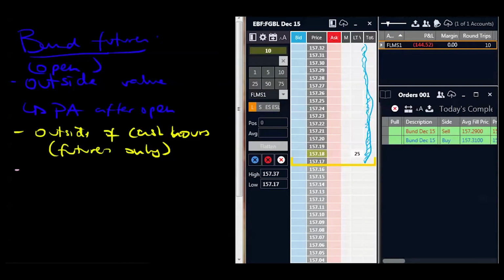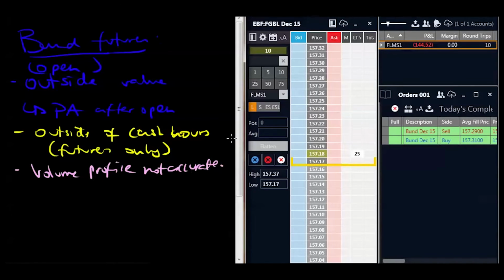So what I want to make clear is the volume profile is not accurate. Okay, let's just take a quick look at this and see what we can ascertain from it. Just bear with me while I load this up.